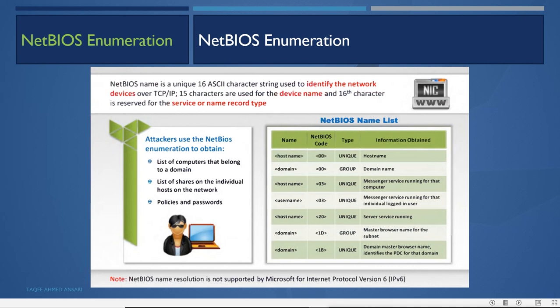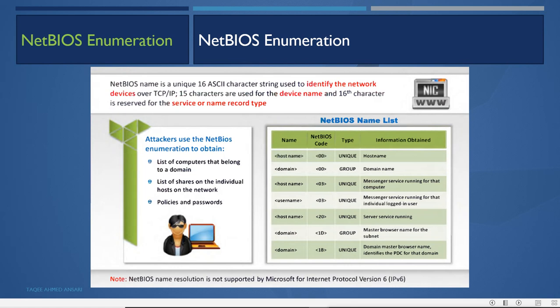Now these are the names, NetBIOS codes and types, and you can see the information obtained. For example, 15 characters are for the device name, and the 16th one is for the service or name record type. So you can guess the record type from this code. 00 means it is your host name. 00 is also for the domain name. Then 03 is for the messenger service running for that computer. 03 is also the messenger service running for that individual logged in user.